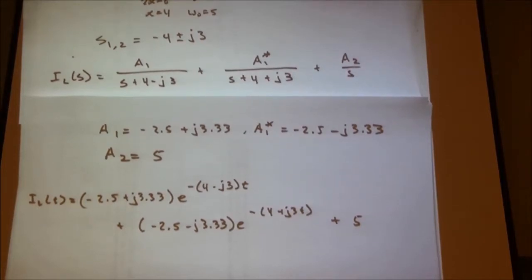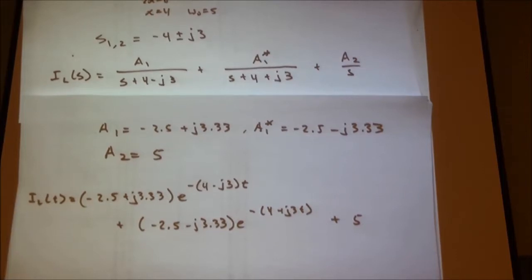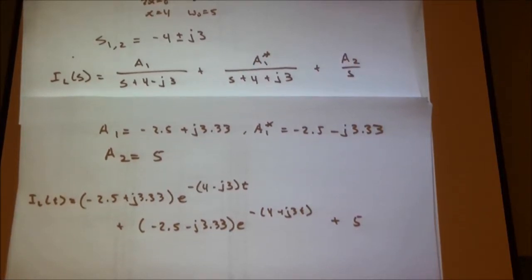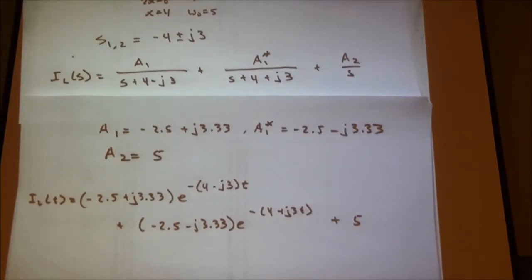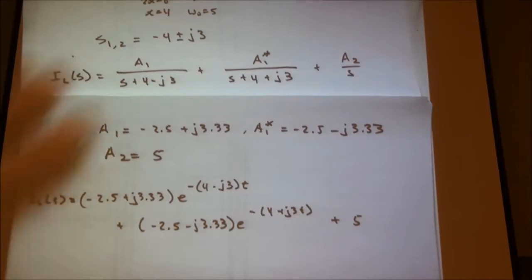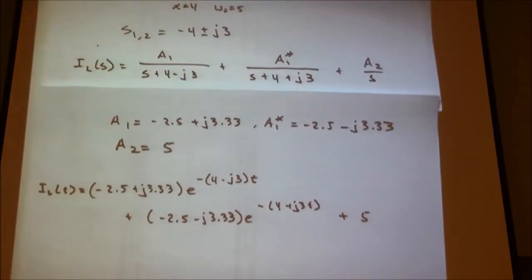So again, I skip some steps. That's a valid solution. It's complex, but valid. So that's fine. In order to get the measurable response, you would take the real part of that. That's something we'll do a little bit more of next unit, but that's a valid solution.